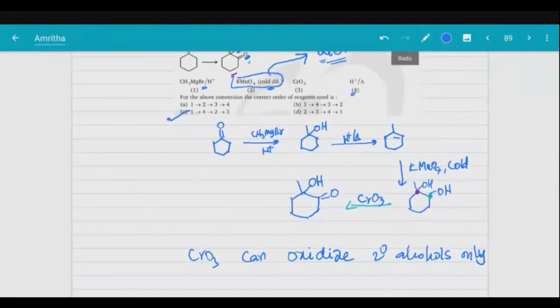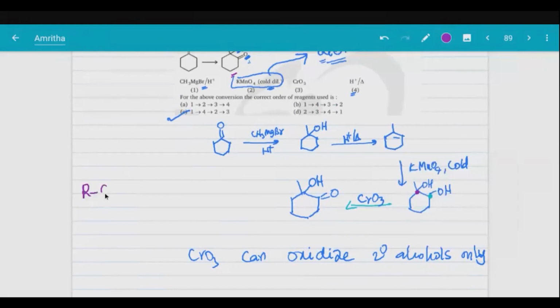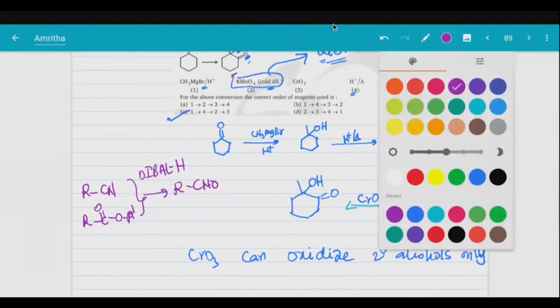Arya, DIBAL-H is specific for two groups. One is RCN and the other is RCOOR' ester. So both we can convert into aldehyde with DIBAL-H. In DIBAL-H, we are adding isobutyl groups to reduce the reactivity of hydride. We are adding H minus, but we reduce the reactivity by adding more bulky groups, isobutyl groups, which create more repulsion.